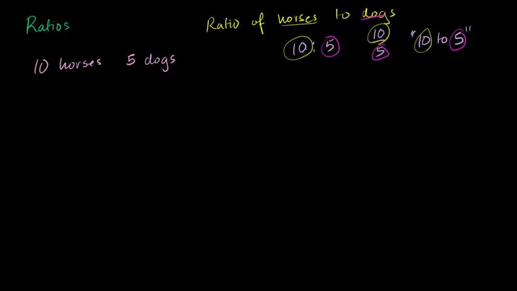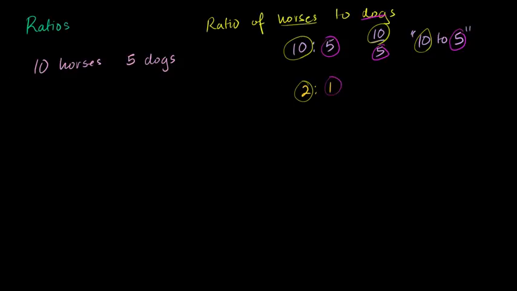Now, I just said I have 10 horses for every 5 dogs. But what does that mean? That means I have 2 horses for every 1 dog, right? If for 5 dogs I have 10, that means for every one of these dogs there are 2 horses. For every 2 of these horses there's 1 dog. And I just kind of reasoned through that. So I have 2 horses for every 1 dog.